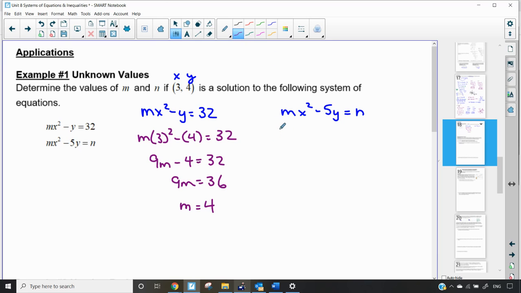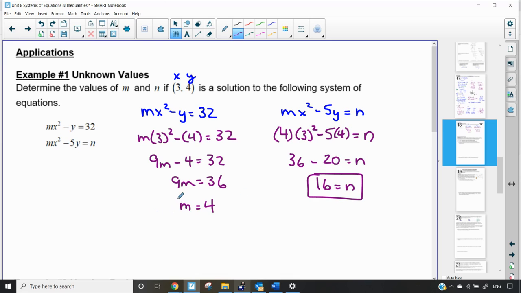All right, so I have m is 4, so I can sub in the 4. I know that 3 is x, so 3 squared minus 5 times 4 is equal to n. So that gives me 4 times 9, which is 36, minus 5 times 4, which is 20, and that gives me 16 equals n. So that gives me n is 16 and m is 4.